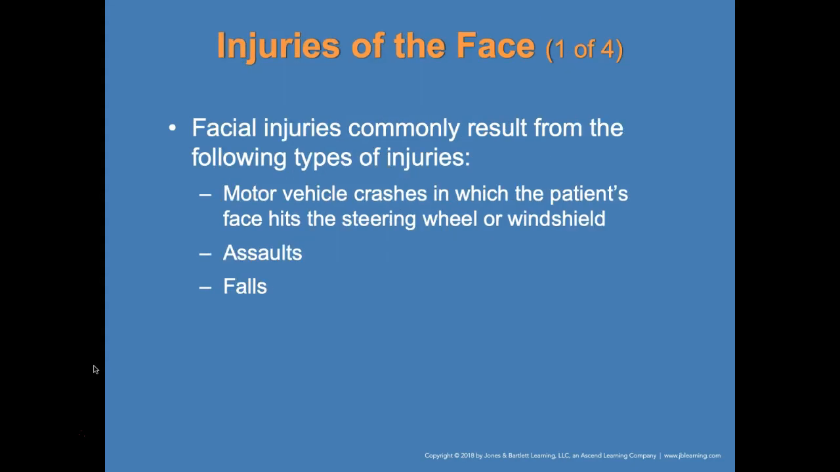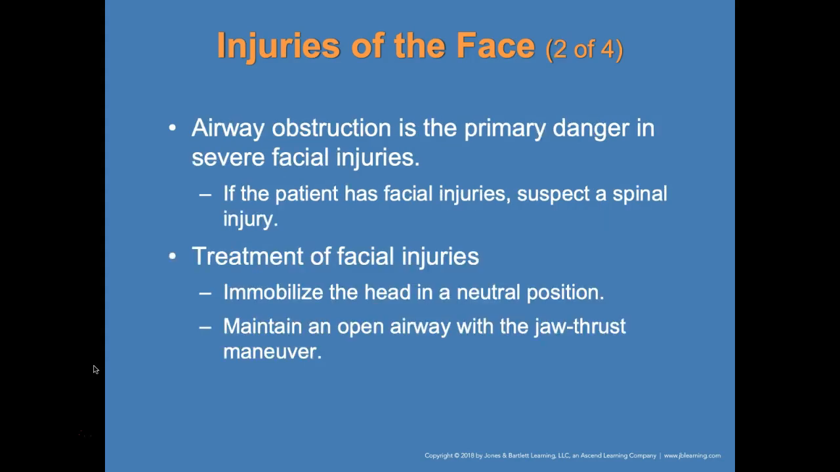Facial injuries commonly result from motor vehicle crashes, when a patient's face hits the windshield or steering wheel. Assaults, people getting punched in the face, or falls. Old people just can't get their arms out in front of themselves to stop them when they fall, and sometimes they just fall flat on their face, and it causes major issues. With these injuries, airway obstruction is going to be our primary danger. We're going to have broken nose, broken teeth, broken bones of the skull and the face. We're going to have lots of blood. These are all issues that can cause problems with our airway. We need to make sure that we're treating our ABCs to keep that from causing an airway obstruction.